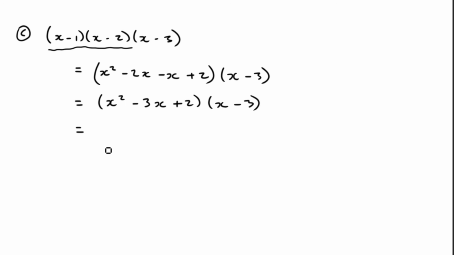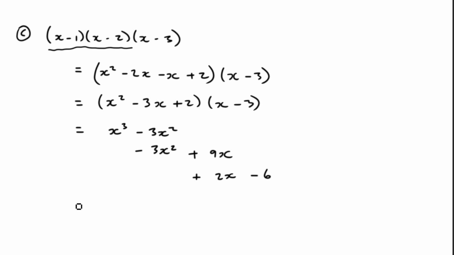And now we can apply our same rules. Everything in the second bracket needs to be multiplied first by the x squared, then by the negative 3x, then by the 2. So multiplying the second bracket by the x squared, we will get x cubed, subtract 3x squared. Multiplying everything in the second bracket by the negative 3x, we'll get negative 3x squared plus 9x. Multiplying everything in the second bracket by the 2, we will get 2x subtract 6.